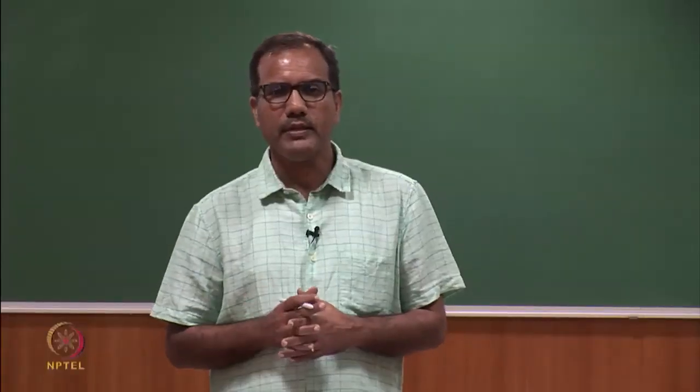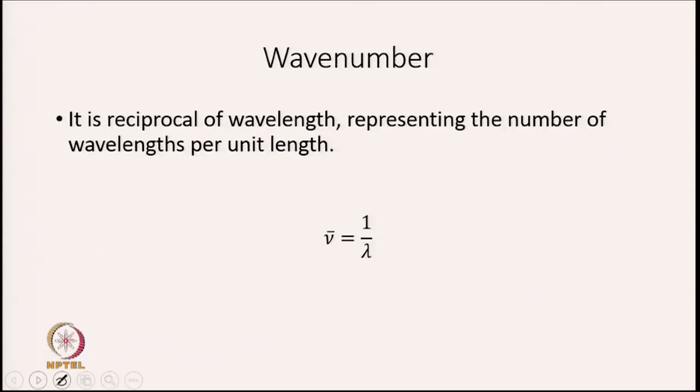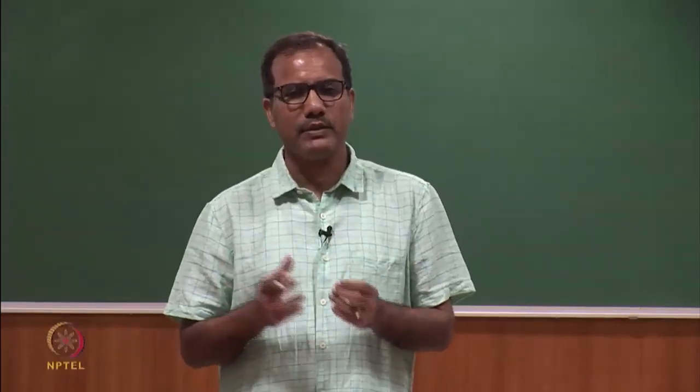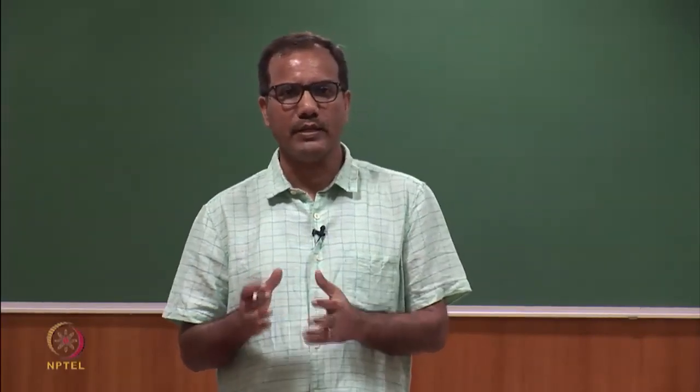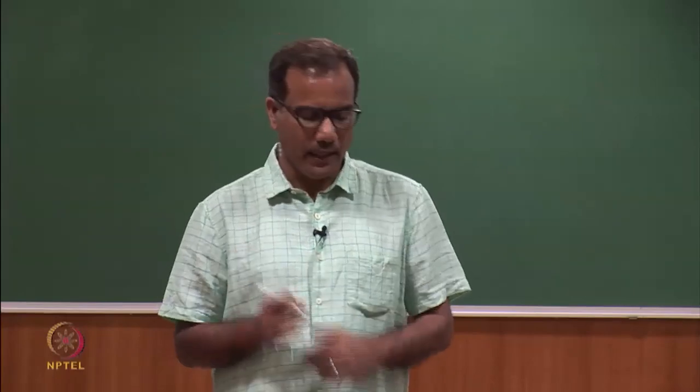The wave number is basically the reciprocal of wavelength, and that represents the number of wavelengths per unit length. So, there is a relationship between nu bar, which is known as wave number, and lambda, which is the wavelength. The relation is nu bar is equal to 1 by lambda.